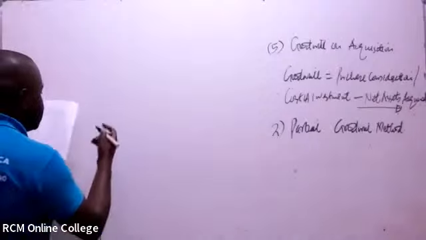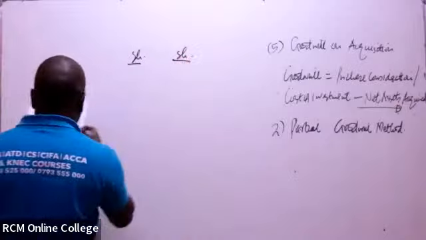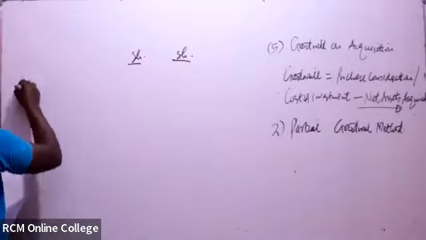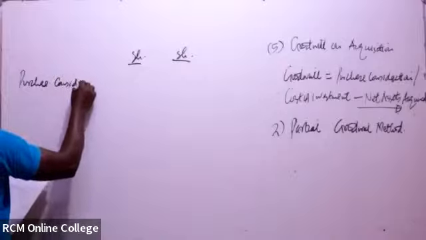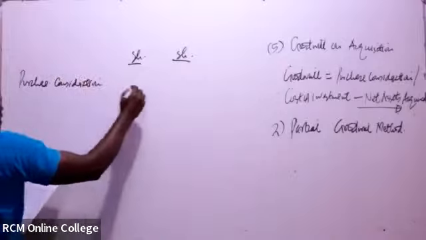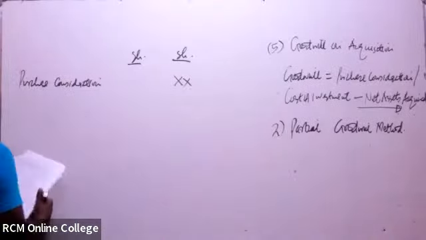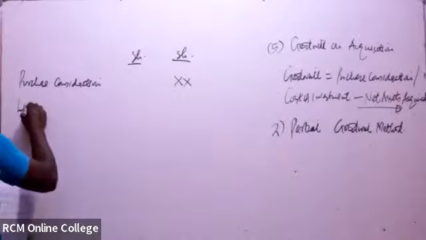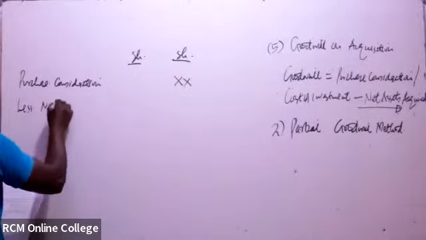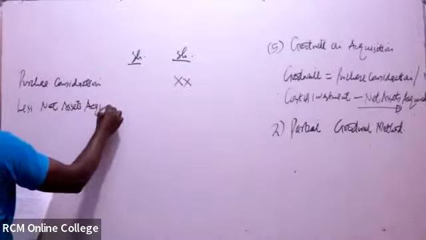This one now, you take the purchase consideration to be able to put the figure there. But now you don't consider the fair value of NCI. So you go directly to less the net assets acquired.